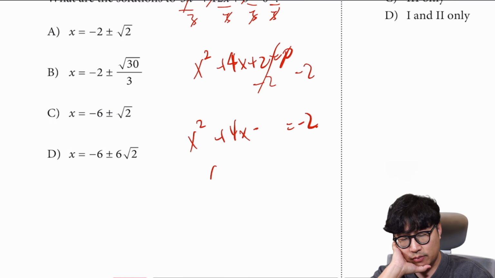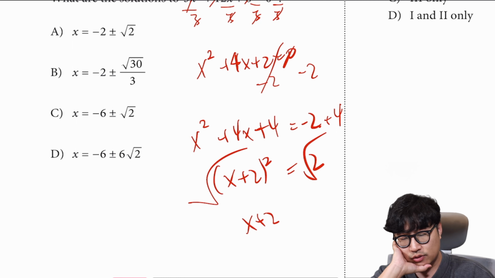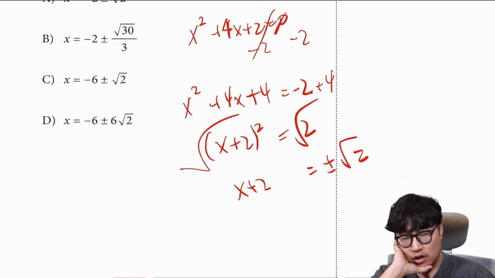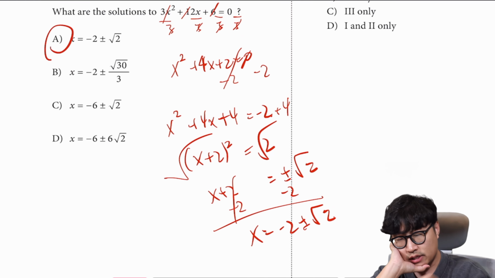Well, that's going to be (x plus 2) squared, so you do plus 4 and plus 4. So that'll be 2. Square root both sides. x plus 2 is equal to plus or minus square root of 2. Go ahead and subtract 2 on both sides. And there you have it. x is equal to negative 2 plus or minus radical 2, which is answer choice A.